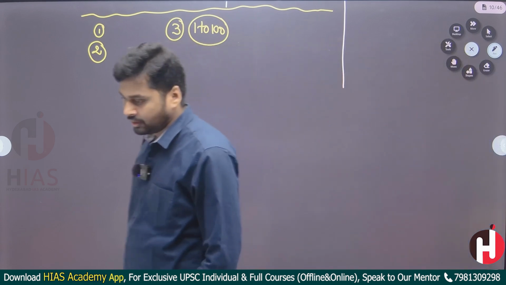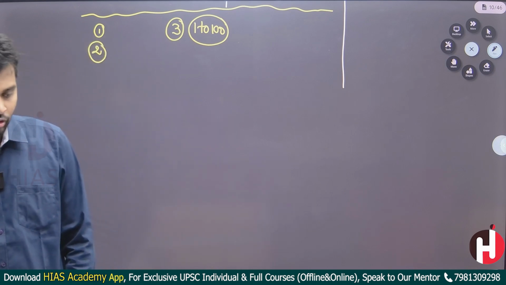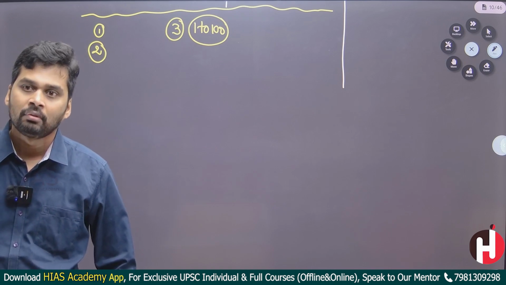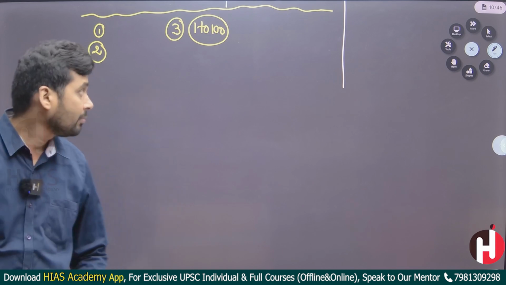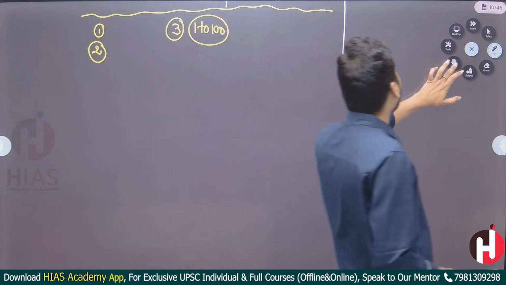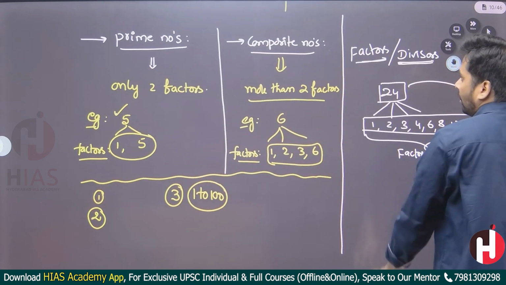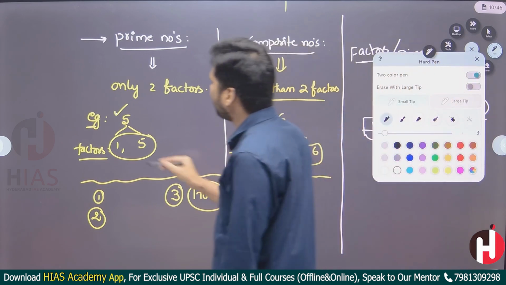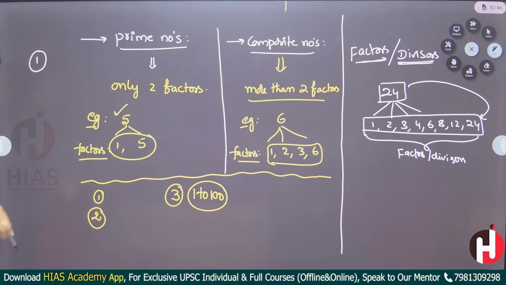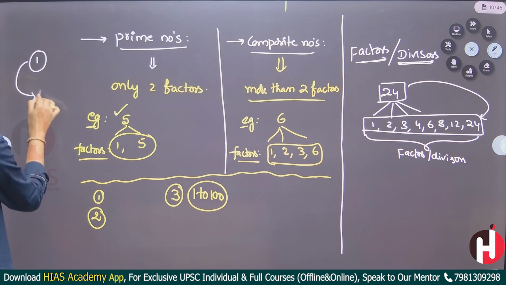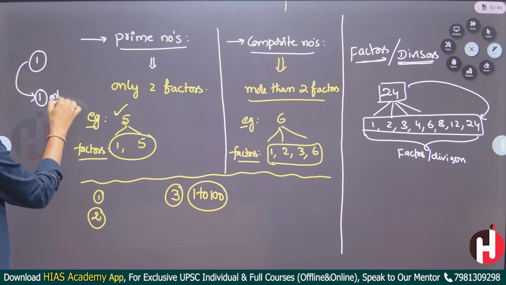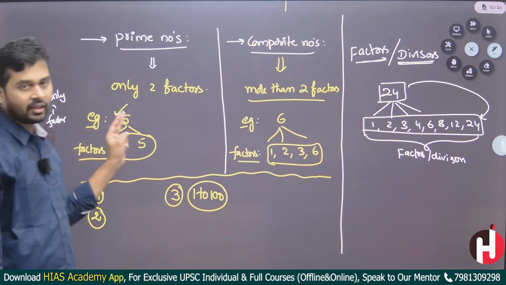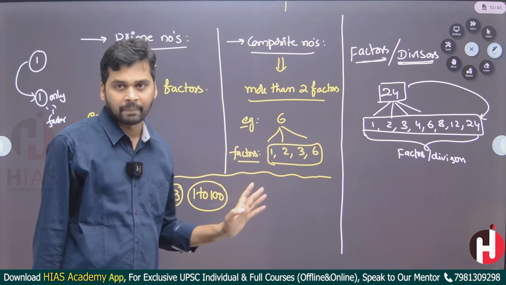Okay. So the next point is, 1 is which number? Prime number or composite number? It's a very important point. When you take 1, how many factors are there for 1? 1 is divisible by only 1. So only one factor is there. As per the definition of prime numbers, we should have exactly 2 factors. So it is not a prime number.